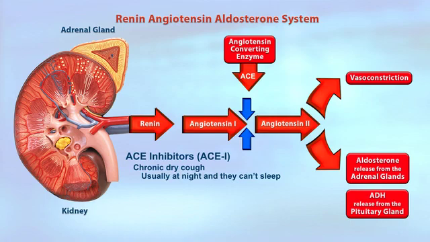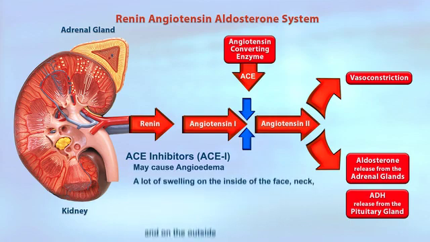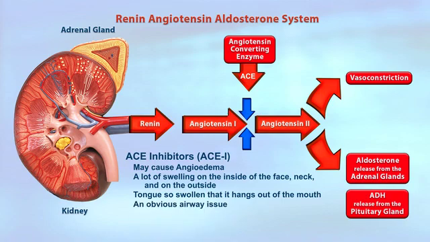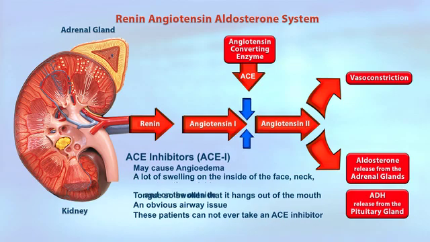The other thing that happens with some ACE inhibitors is that it can cause angioedema. And angioedema is a lot of swelling on the inside of the face and the neck and swelling on the outside. So these patients will come into the emergency department and their tongues are so swollen, they're hanging out of their mouths. Obviously, that's an airway issue. These patients cannot ever take an ACE inhibitor again. Okay? So those are the big things we worry about with an ACE inhibitor.